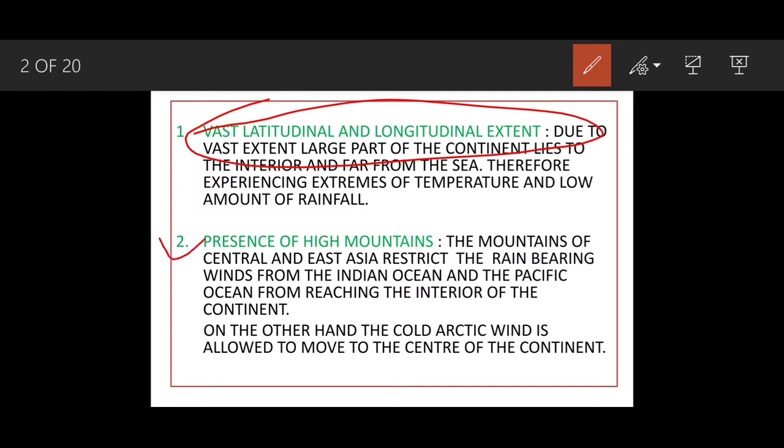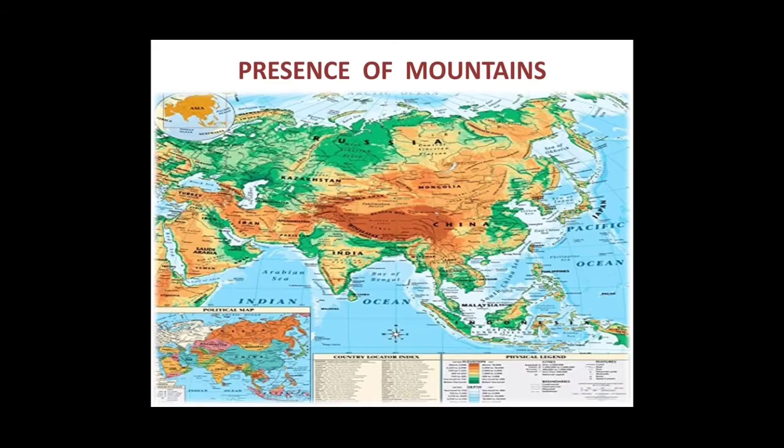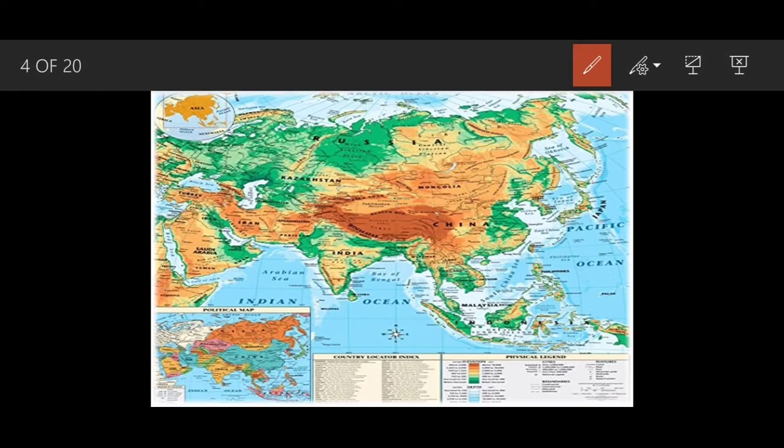Let's move to the next factor, that is presence of high mountains. Children, as we have seen in the map of Asia, there are several mountains. If you look at the map, see this central portion of Asia, I will just point out with a pen. In this portion of Asia, there are so many mountains. We have learnt in the physical features, right? So what is the role of these mountains?